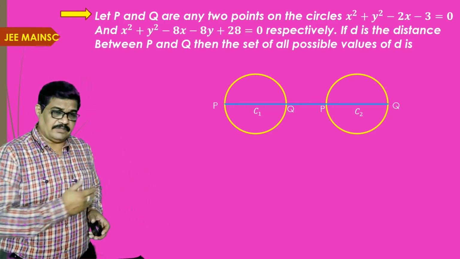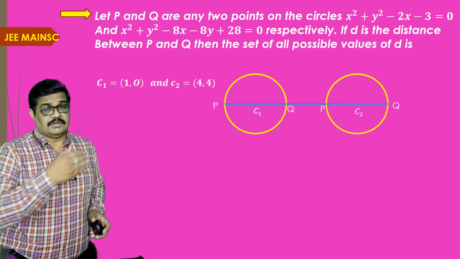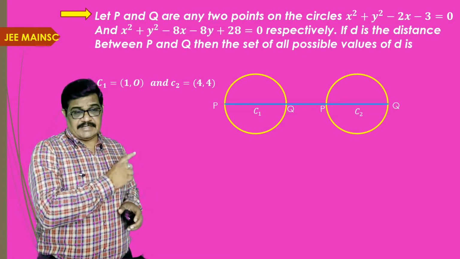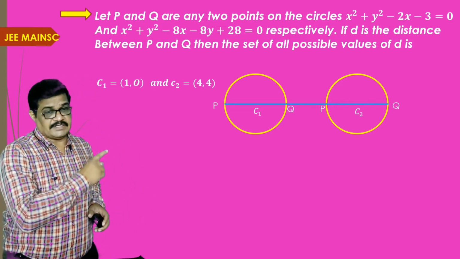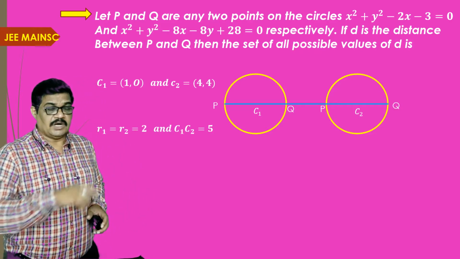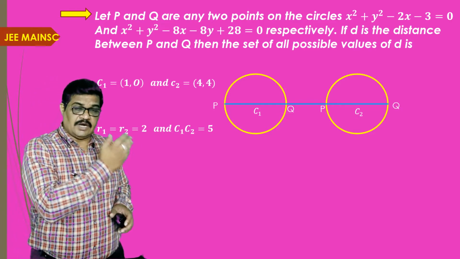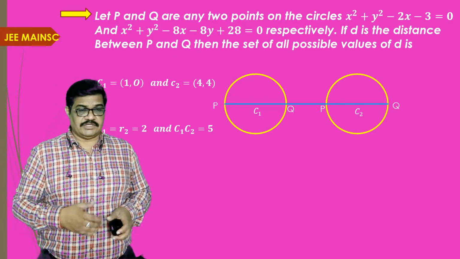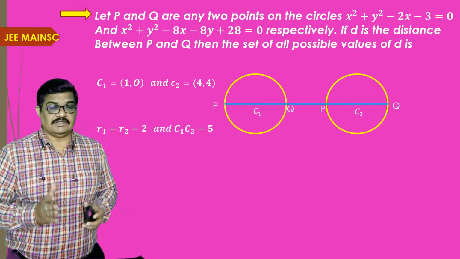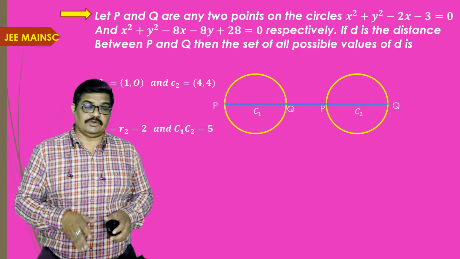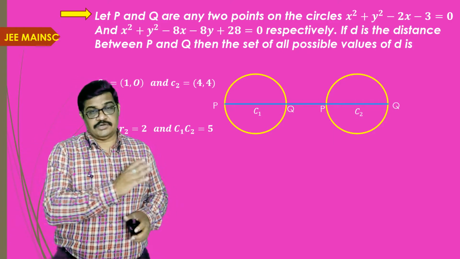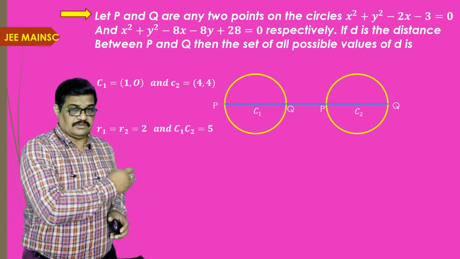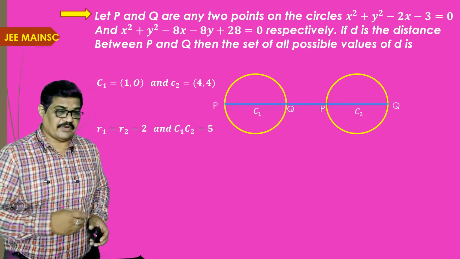Okay. So from this diagram we are observing, first we have to find the center and radius. What is the first circle center? 1, 0. Second circle center 4, 4. And first circle radius R1 and second circle radius R2 are both equal to 2. And we have to find the distance between the centers C1, C2. So C1 is 1, 0. C2 is 4, 4. Now I have to find C1, C2, that is 5. Distance between these 2 points is 5.